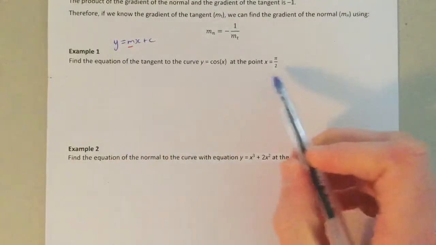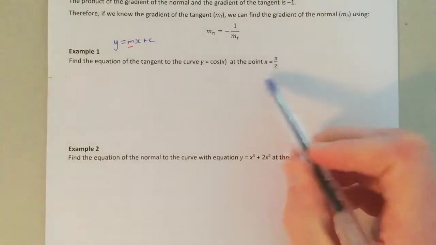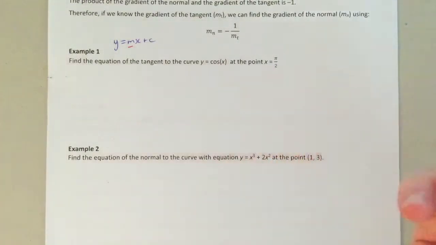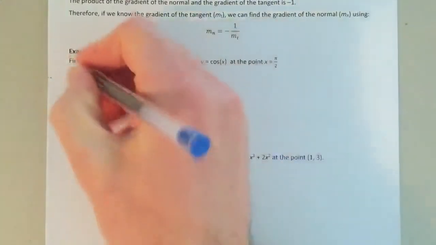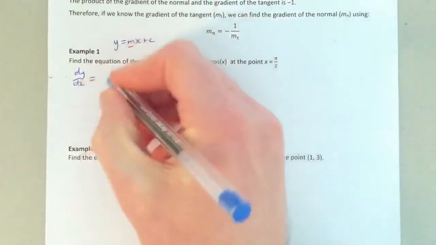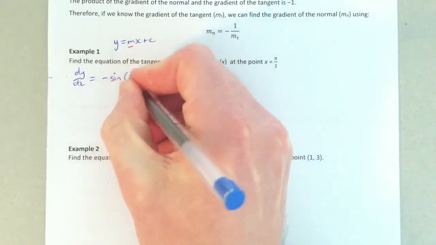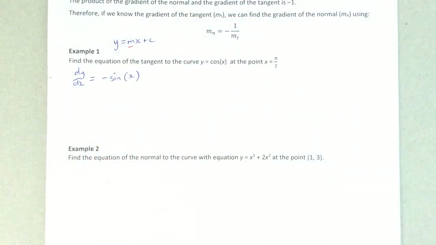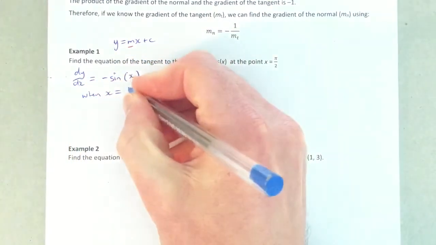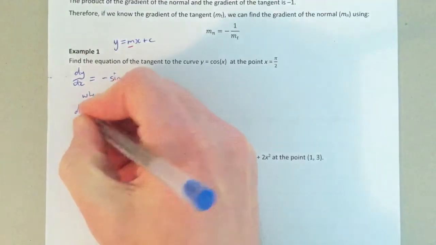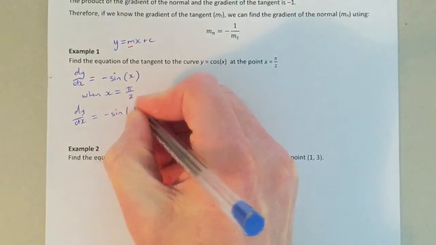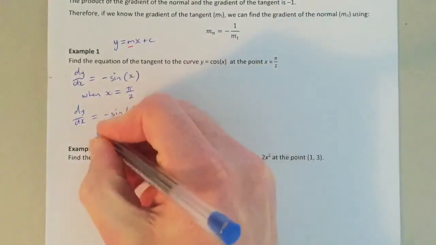Now, at the point x equals pi on 2, well, if we want to know the gradient at that particular point, we're going to differentiate and sub in that value of x. So y equals cos of x, dy dx, the derivative of cos x is negative sine x. And when x equals pi on 2, then dy dx, our gradient, is equal to negative sine of pi on 2.